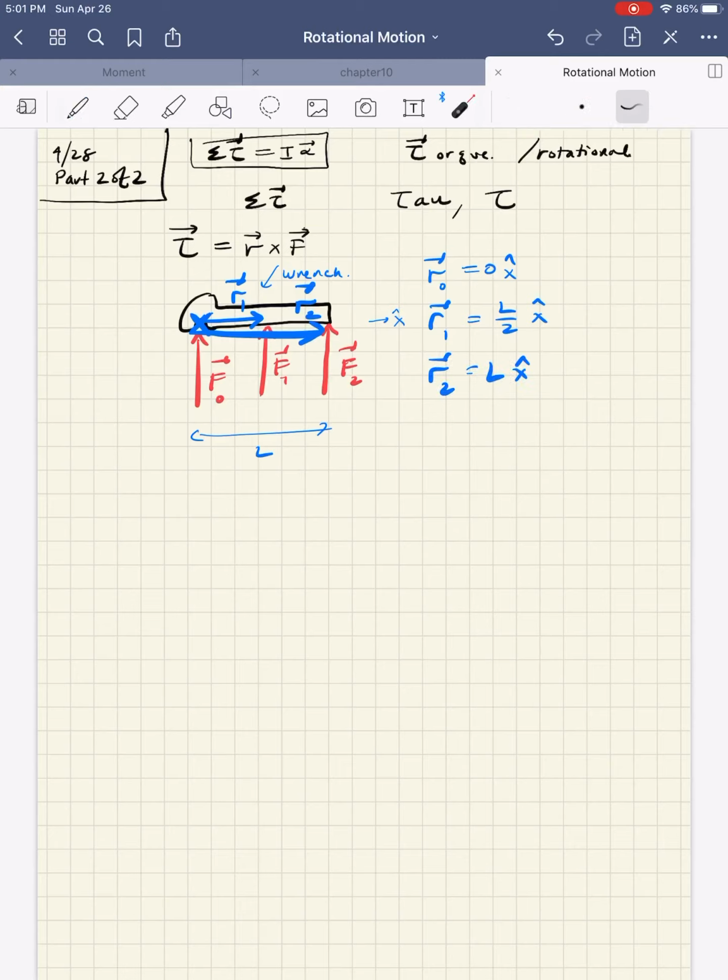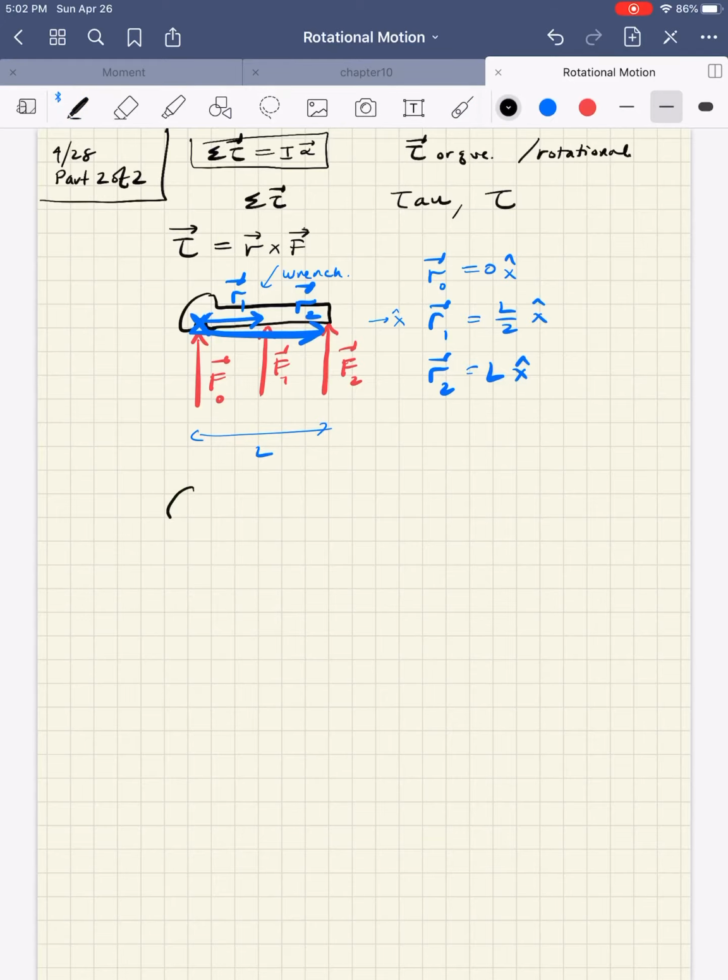I told you this R is like a position vector, and it's defined with respect to the axis of rotation. It's different for each applied force. It's 0 for this force, and it just points to where the force is acting on the body. So here it's L over 2, if that's a midway point, for F sub 1. And for F sub 2, again, it points to just where the force is applied. It's the full length in the x hat direction. So you can see that the torque is proportional to that length, and it's telling you that the farther out you go, the bigger the torque is going to be.